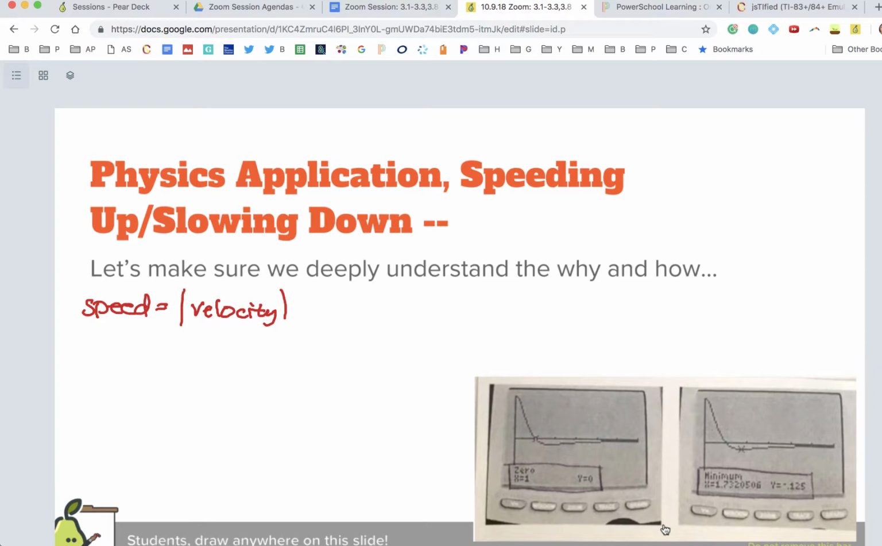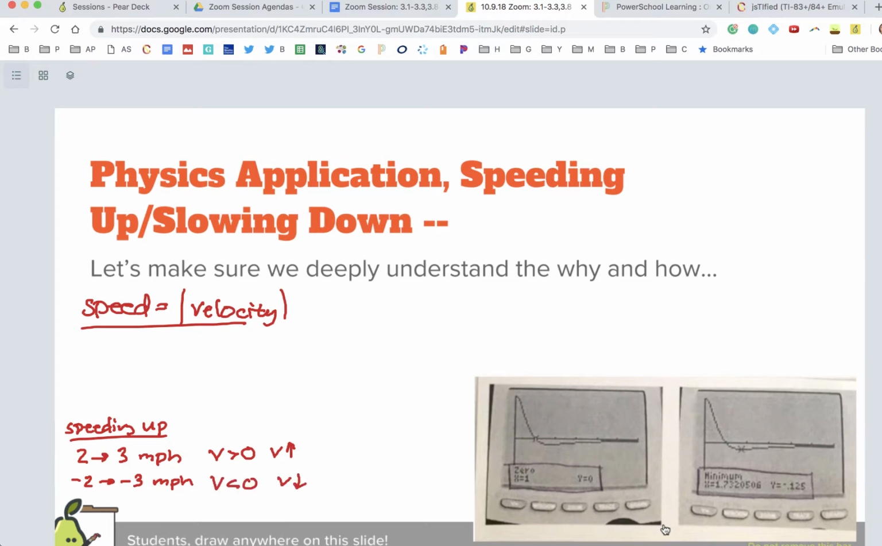If I'm going from 2 miles per hour to 3 miles per hour, I'm speeding up. Easy. But if I'm going from negative 2 miles per hour to negative 3 miles per hour, because speed is the absolute value of velocity, I'm also speeding up. When the velocity is positive and the velocity is increasing, it's speeding up. But also when the velocity is negative and the velocity is decreasing, its absolute value is still getting bigger, right? Then we have speeding up regions.